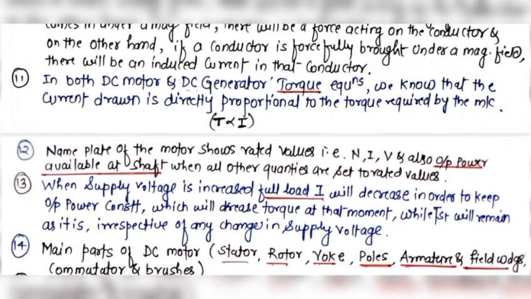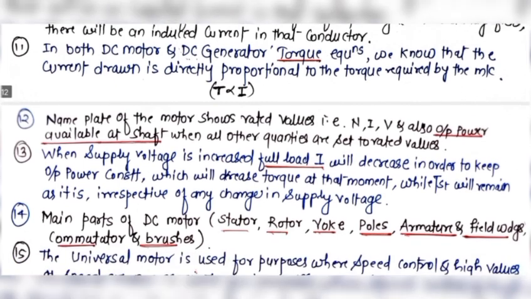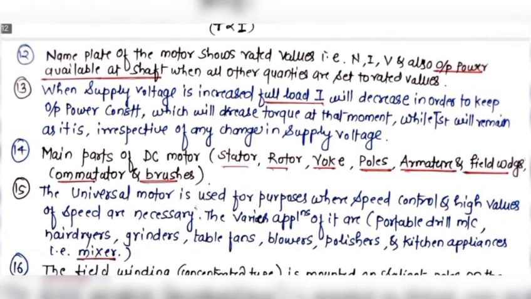In both DC motor and DC generator torque equations, we know that the current drawn is directly proportional to the torque required by the machines, that is, T is directly proportional to I.